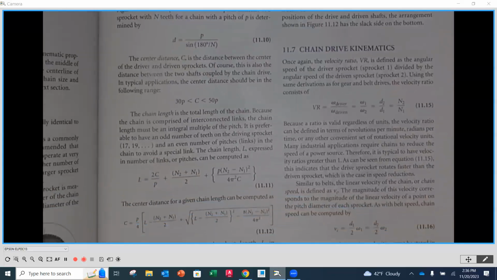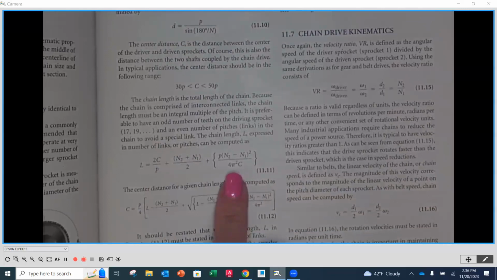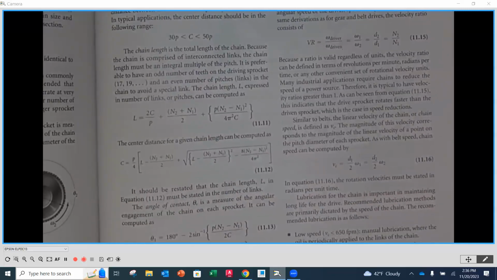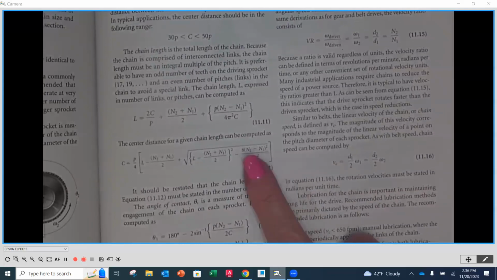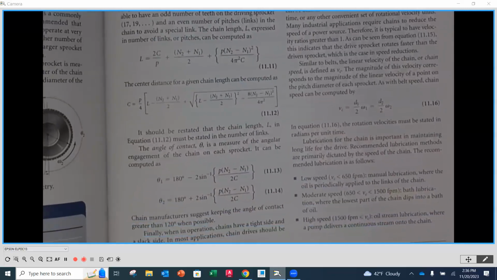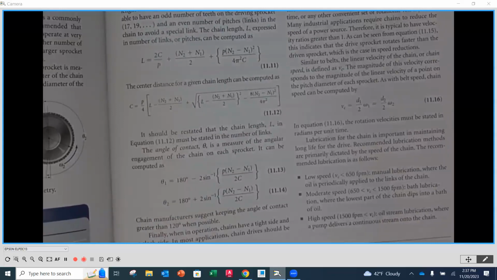Chain length. Maybe not the exact same equation, but it looks kind of familiar in how it's set up here, okay? And then center distance is going to be the last equation that we see here. Once we pick our actual length, here's the center distance based on the number of teeth on each one of the sprockets and the length of our chain. And then lastly, we're always interested in how much wrap we have on each one of our sprockets. So this is going to be on the driver and this is going to be on the driven. Okay, we can calculate what that is as well.